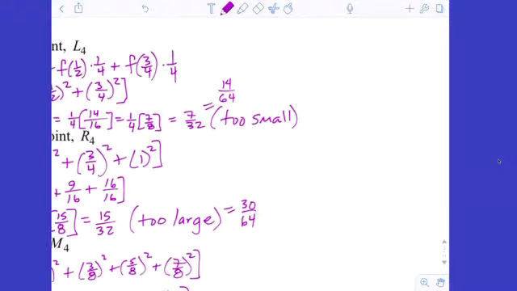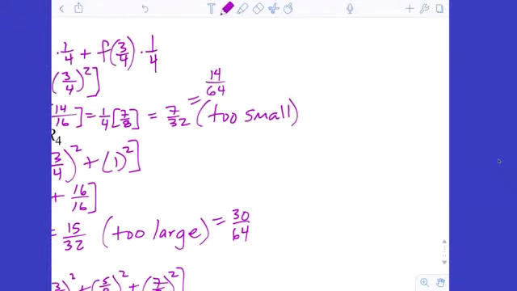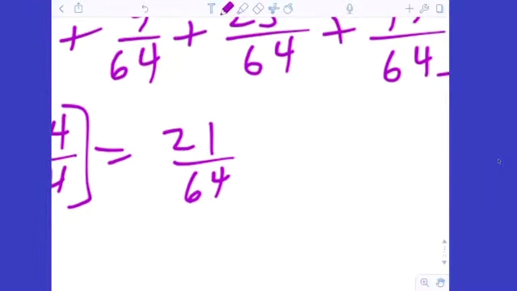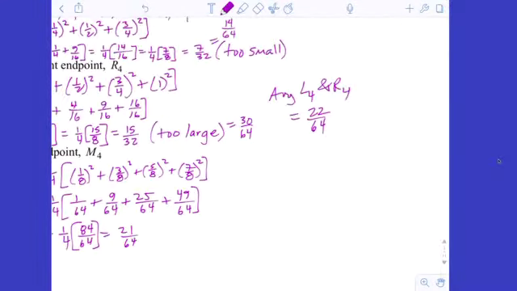Well, we can actually figure it out. Let's see. If the two left and right endpoints are 14/64 and 30/64, what's halfway between? What's the distance between 14 and 30? 16, right? What's half of 16? 8. So add 8 to 14 or subtract 8 from 30, you get 22. So the average of L4 and R4 is 22/64. Is that the midpoint? No. So darn. But it's pretty close. Pretty close. Yeah, pretty close.